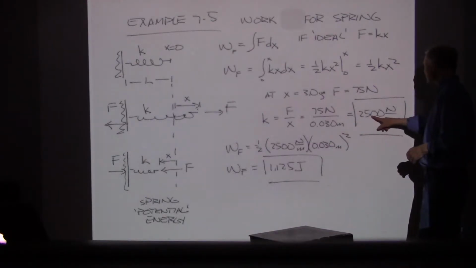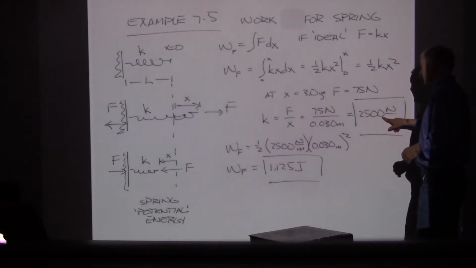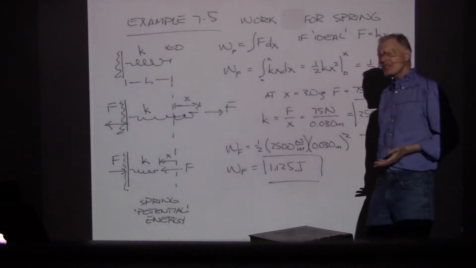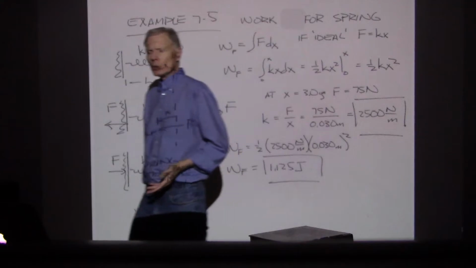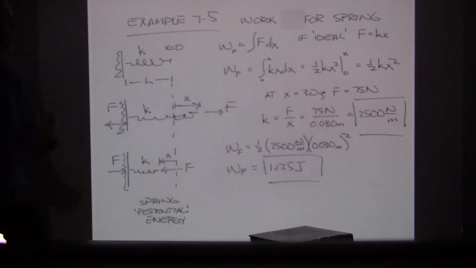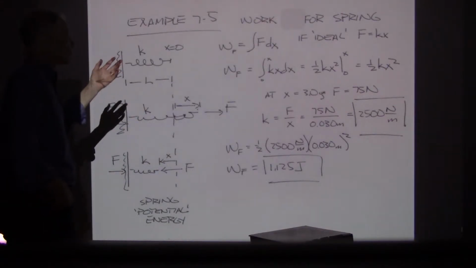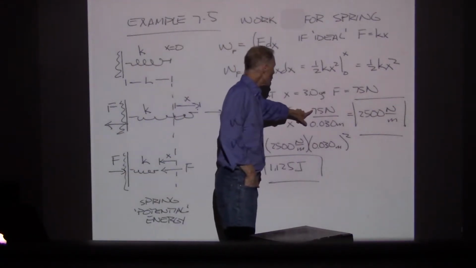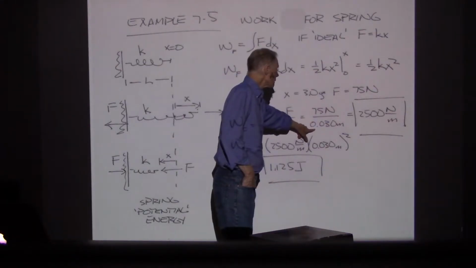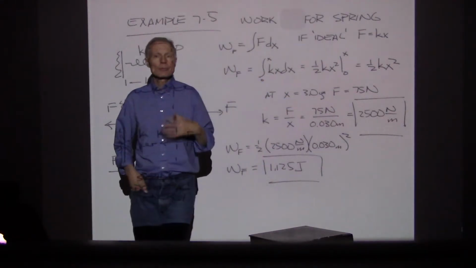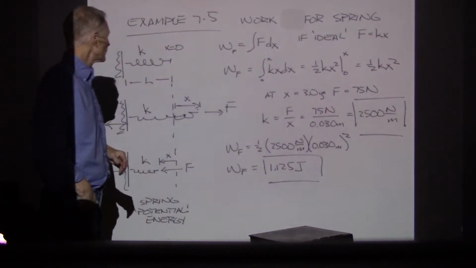This works out to be 2,500 newtons per meter. That's a pretty stiff spring. So 2,500 newtons per meter, that's a lot of force that we would need. Now, we're not stretching it a meter. There's another way to look at this. We could write this as 25 newtons per centimeter, but standard units would be in meters, and so that's what I've done here.